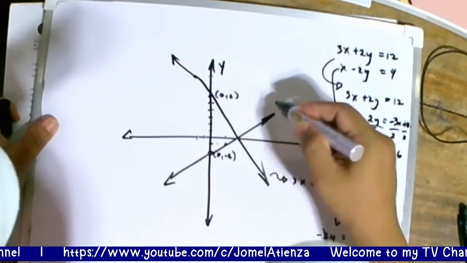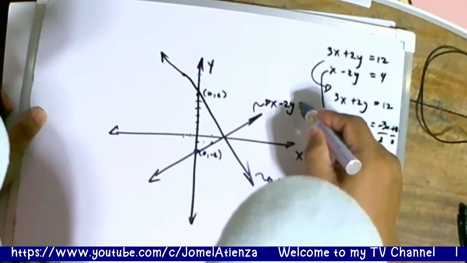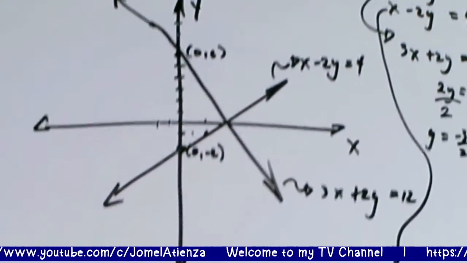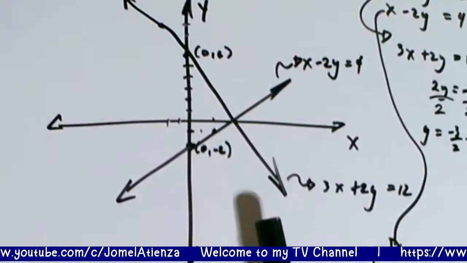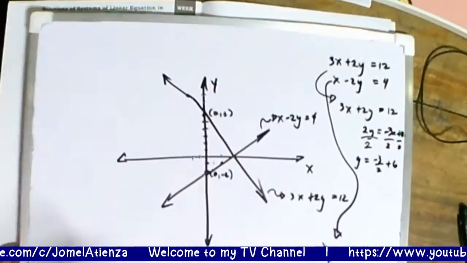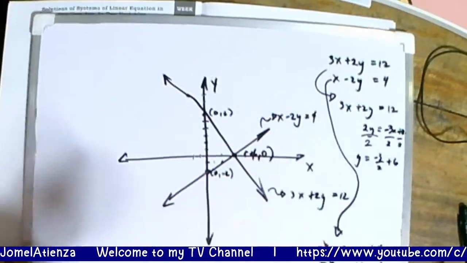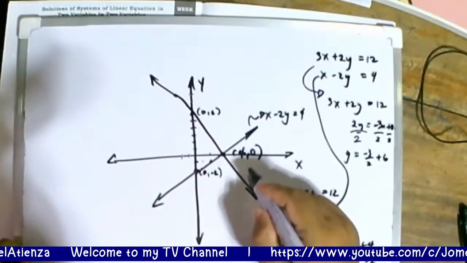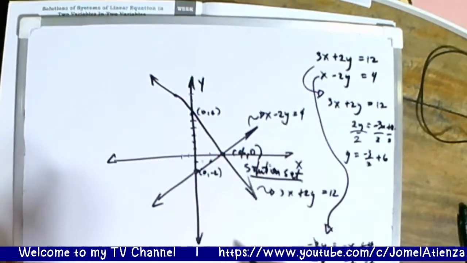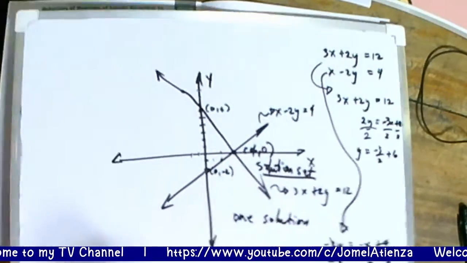Okay. So, ito yung ating second equation, which is x minus 2y equals 4. Now, intersecting na sila lines ano? And the point of intersection, as you can see, is 4, 0. So, ito yung tinatawag nating solution set. So, solution set. That is 4, 0. So, therefore, this is one solution. So, one solution lang siya.